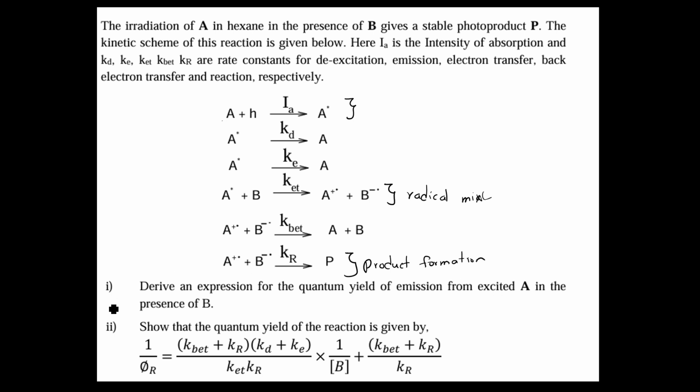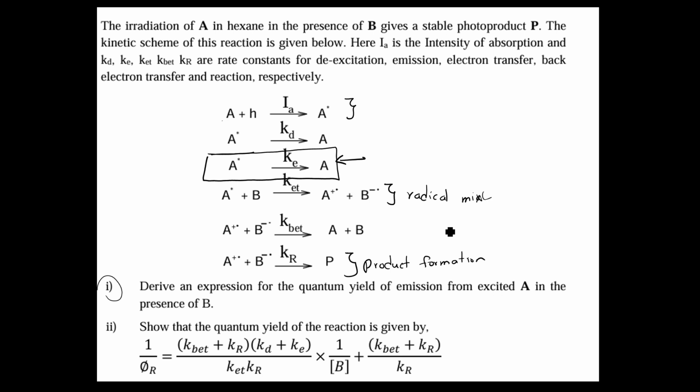In our first question, we are asked to derive an expression for the quantum yield of emission from excited A in the presence of B. So we are going to derive an expression for the emission from excited A in the presence of B. Here we have the emission. This is the emission reaction, with rate constant ke.